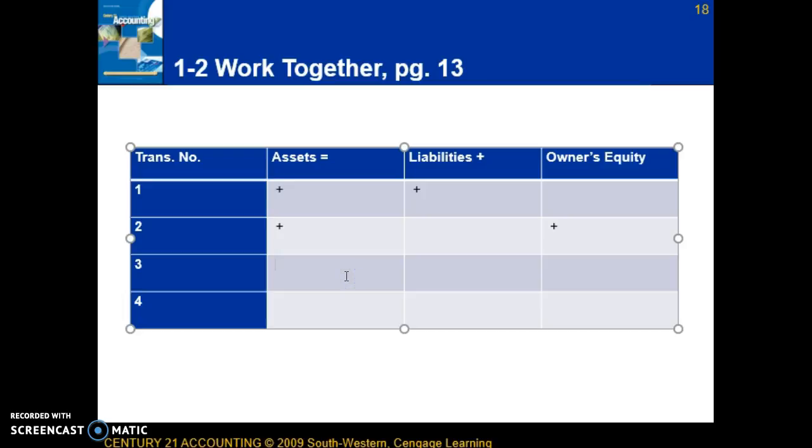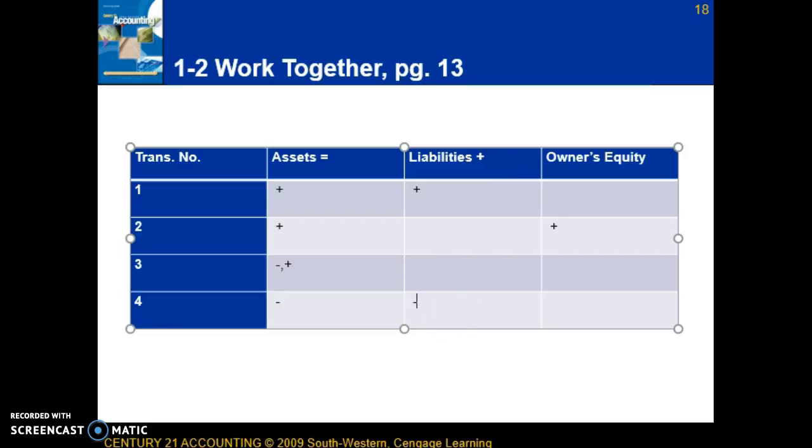Third one, paid cash for insurance. So if we paid cash, that knows that cash is going to be subtracted. Now insurance, however, is also an asset, and insurance is going to be increased. Still, our accounting equation is in check. And the fourth one, paid cash on account. Cash is going to be decreased, and since we're paying cash on account, our liability we owe them is also decreasing as well.